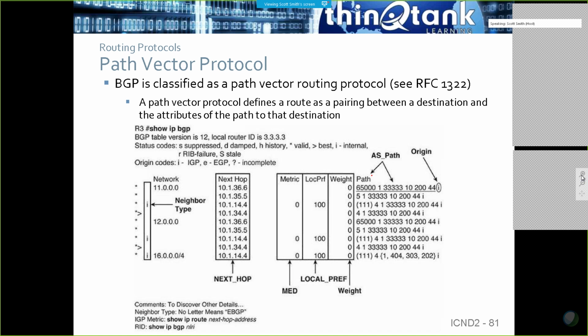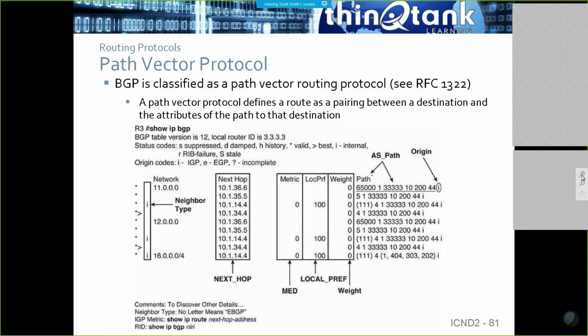So BGP is what we call a path vector protocol. A path vector protocol defines a route as a pairing between a destination. The destination, of course, in this case, is the destination network, which is the same as any other routing protocol. The destination is where I want to get to. But in a regular IGP protocol, the destination is paired with what? It's paired with a metric. But in BGP, the destination is paired with path attributes.